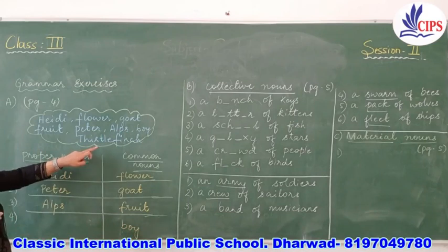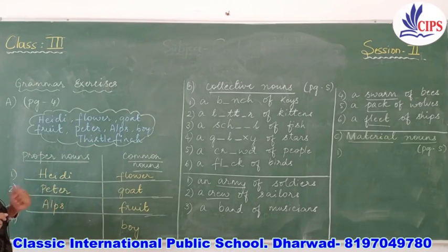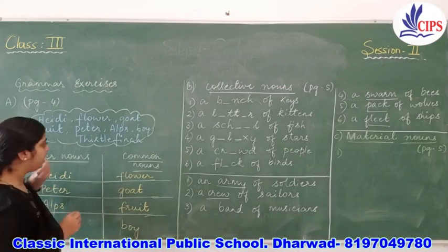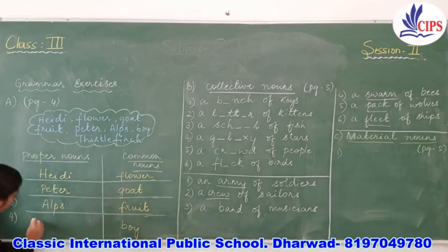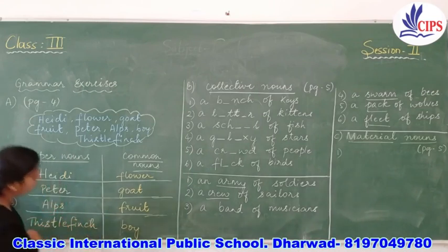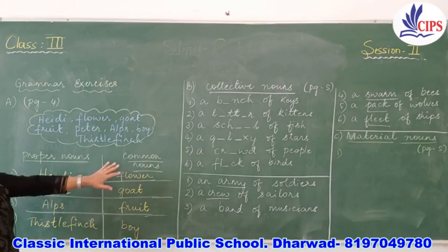Next, lastly, we have Tizzlefinch. Can you recall who Tizzlefinch is? Yes, it is one of the goats in Peter's flock. Yes or no, children? So this was the name of a goat. So again, it's a proper noun. So this is how you are going to segregate.